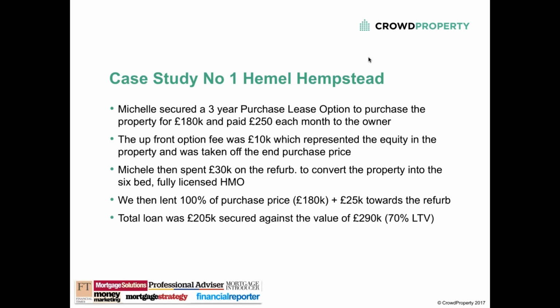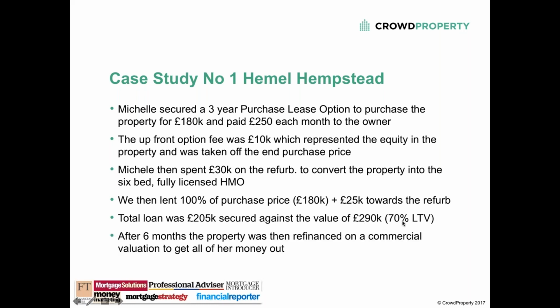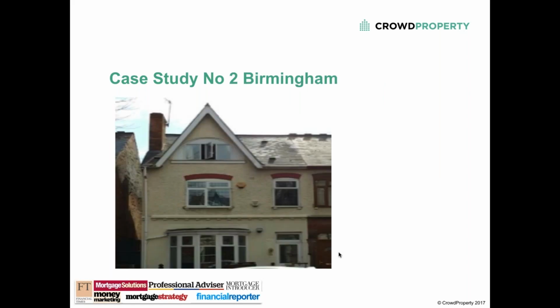So Michelle got most of her money back. It was a loan of $205,000 secured against the end value of $290,000, and so it's just over 70% loan to value. Now, after 6 months, the property was refinanced on commercial valuation, and Michelle got all of her money out. So this was a great deal where she put a lot less money in because she came to CrowdProperty. A traditional bank would have wanted her to put that 25% at least deposit in, as well as spending all the refurb costs.